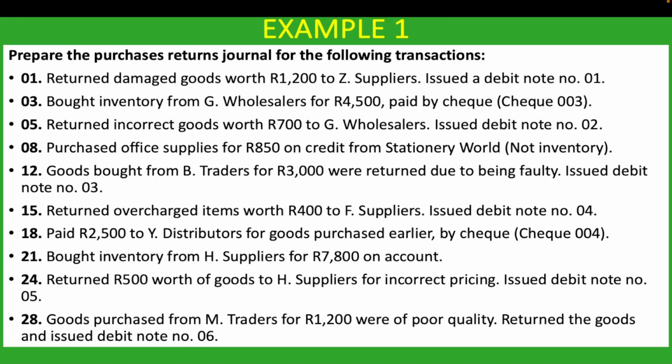We are asked to prepare the purchases returns journal for the following transactions. Now, these transactions happen from the 1st all the way to the 28th. Now, that does not mean that all these transactions go into the purchases returns journal. We have to know what goes there and what doesn't go there.